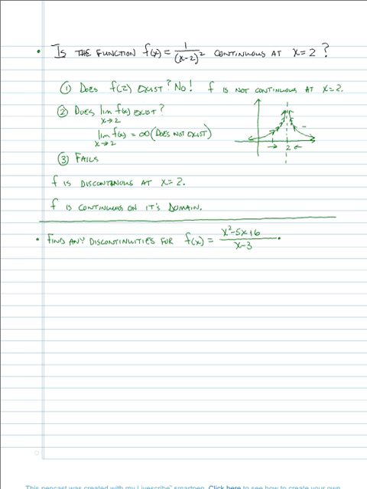Now, we discussed just a moment ago that a function is discontinuous at values where the function is not defined. And we can look at the denominator here and decide the function is not defined. That is, f of 3 does not exist. So that implies that x equal 3 is a discontinuity.